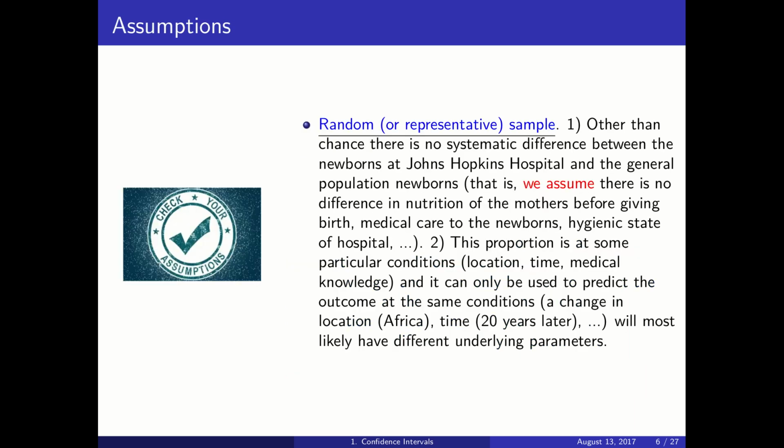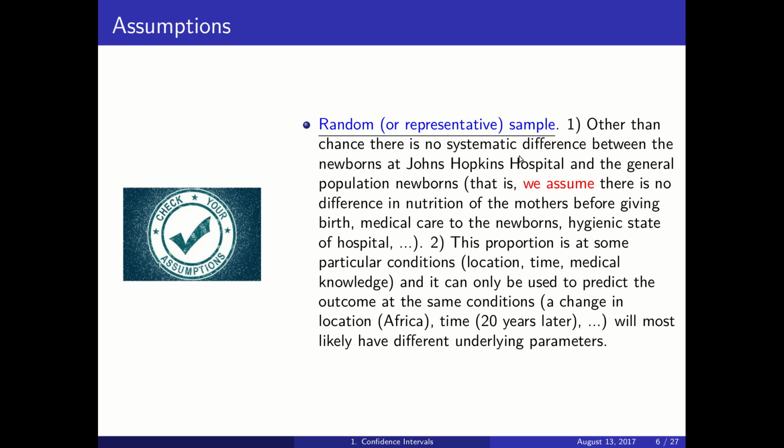So what are the assumptions when we are computing these confidence intervals? What are the assumptions we are making? This is the main assumption that is made in statistics in many places. It is assumed that the sample is random. That means that it is representative of the true population. So other than chance, there is no systematic difference between the newborns at Johns Hopkins Hospital and the general population. So we are assuming that there is no difference in nutrition of the mothers before giving birth. There is no difference in the medical care to the newborns. There is no difference in the hygienic state of the hospital.